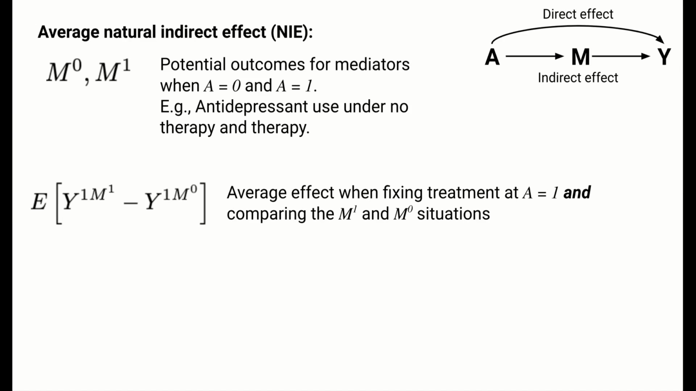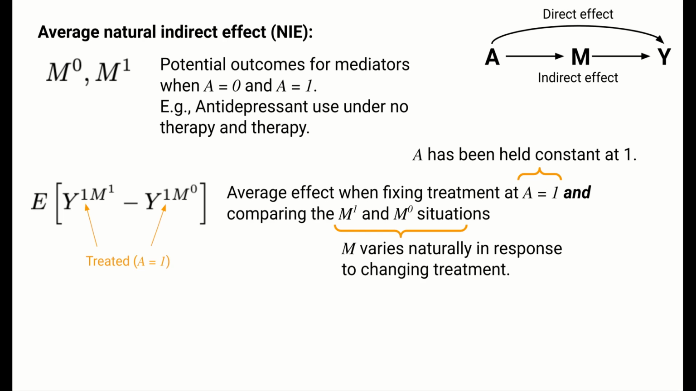Let's talk about the natural indirect effect. This time, we fix the treatment at 1, and we compare the situations where the mediator takes its treated value M1 and its untreated value M0. The key difference here, as compared to the direct effects, is that we allow the mediator to vary naturally in response to changing treatment. In this way, because we're no longer holding the mediator fixed at a constant value, the changes in outcome we see reflect the A to M to Y causal path.